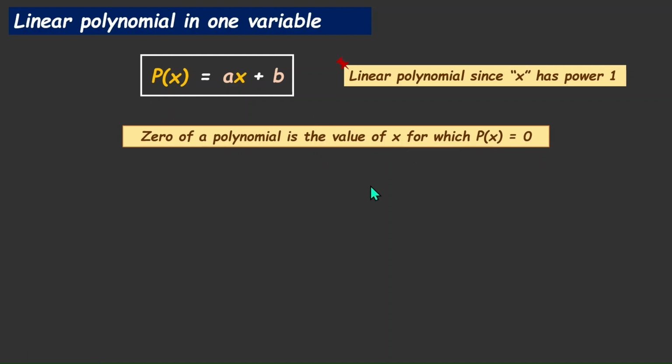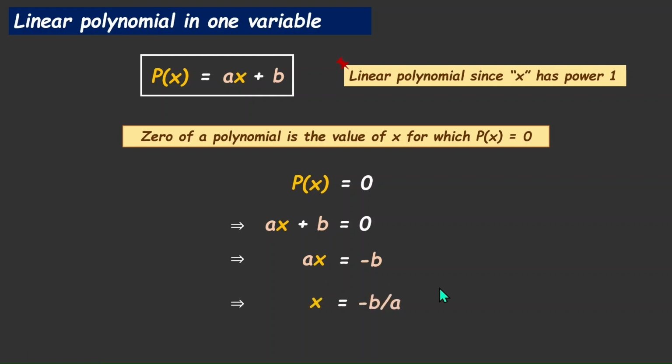So let's try deriving that. When we put p of x is equal to 0, we get that ax plus b is equal to 0 because p of x is equal to ax plus b, where a and b are constants and x is the one variable. Next, we can subtract both sides by b to get ax is equal to minus b. And then we can divide both sides by a to get that x is equal to minus b by a.